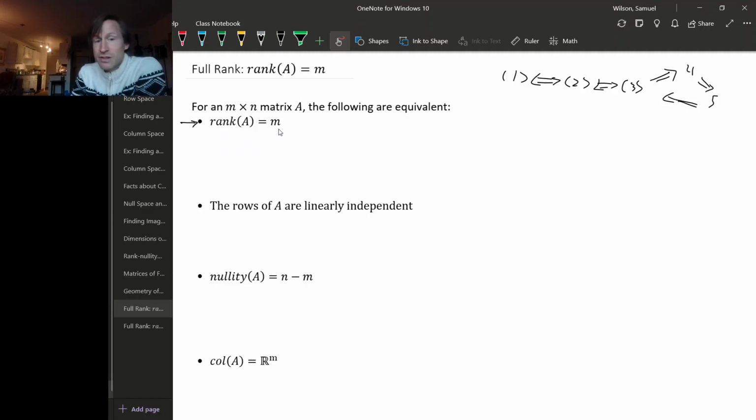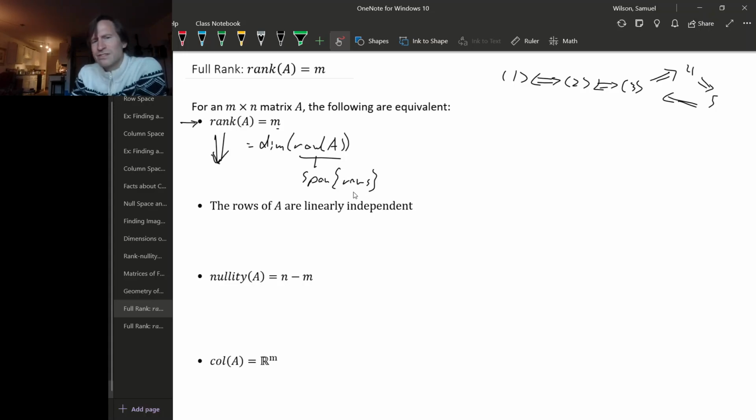First, let's show that your rank being equal to the number of rows is the same as the rows being linearly independent. Let's prove the implication this way first. Assume the rank is m and show that the rows are linearly independent. Remember, one interpretation we had for the rank is that the rank is the dimension of the row space. If the dimension of the row space is m, the rows are a spanning set for the row space, since the row space is just the span of the rows.